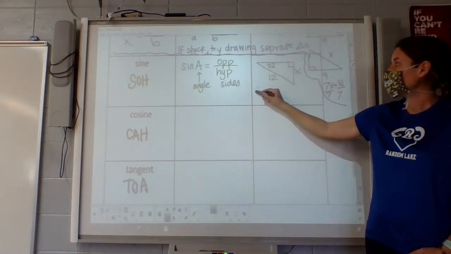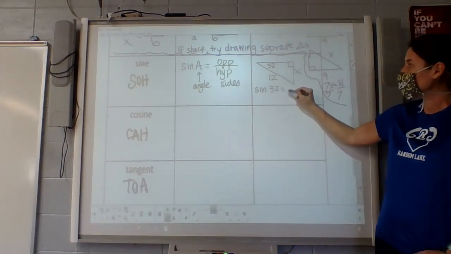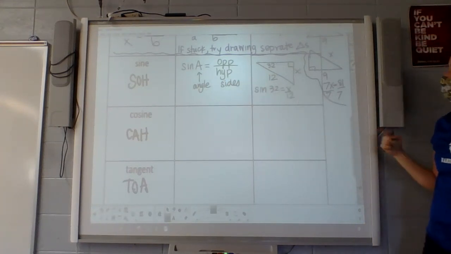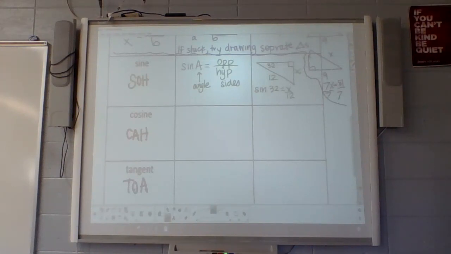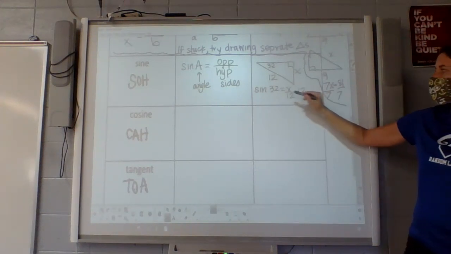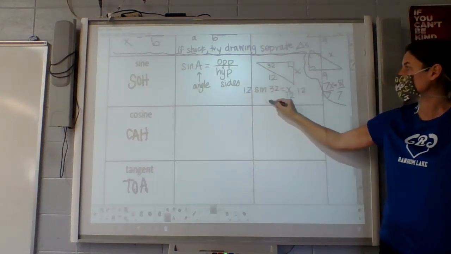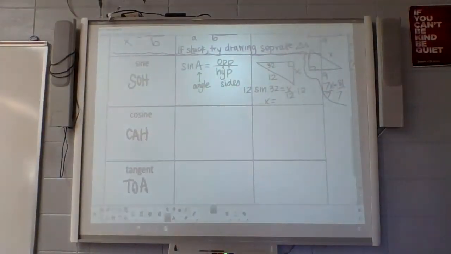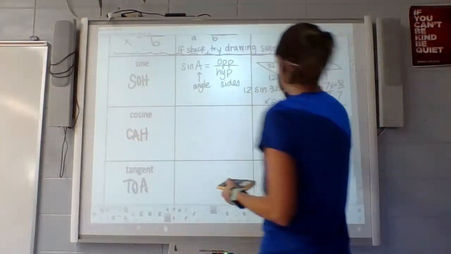So we have sine of 32. The sine of the angle equals x over 12 because, again, we're solving for that opposite side. And so x is being divided by 12, so instead we'll multiply by 12. And I got like 6.4 for my x.